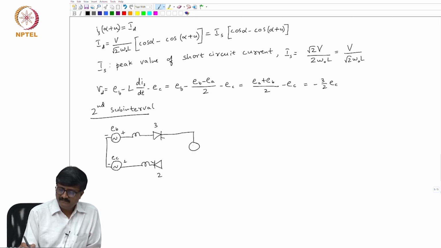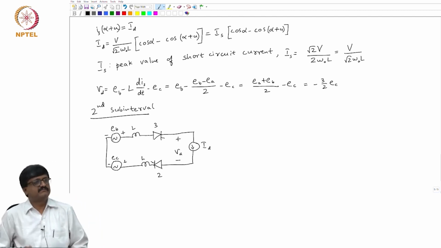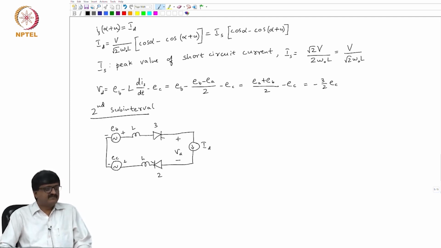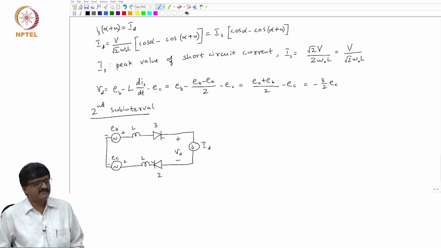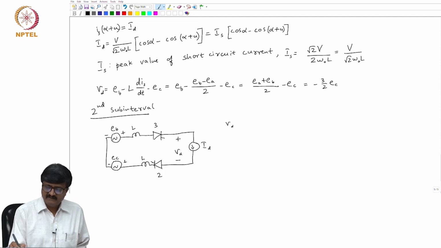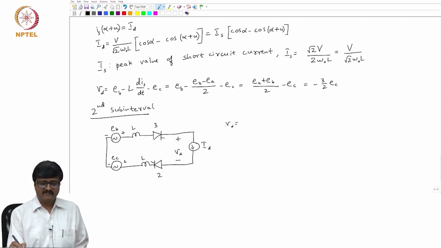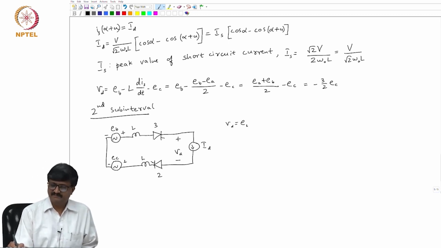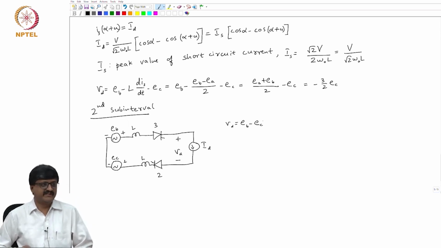ID, and the voltage across this current source ID is Vd. Now, of course, showing L in this case is redundant because the current through the inductance is constant. So, there is no drop across the inductances. So, what is Vd in the second subinterval? EB minus EC, because there is no drop across the inductance.